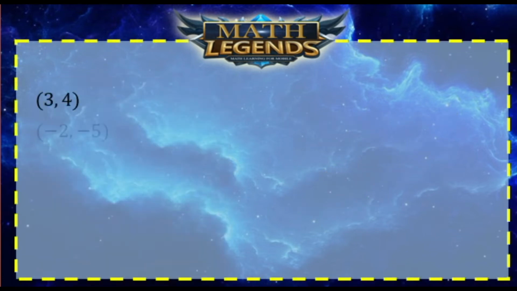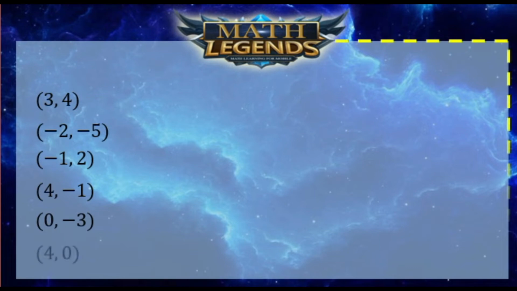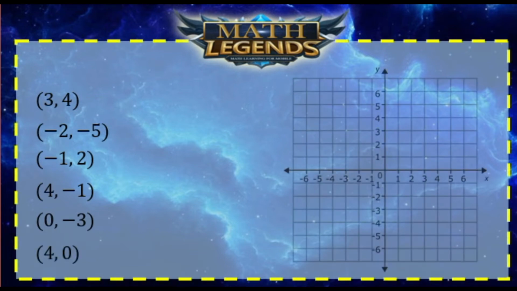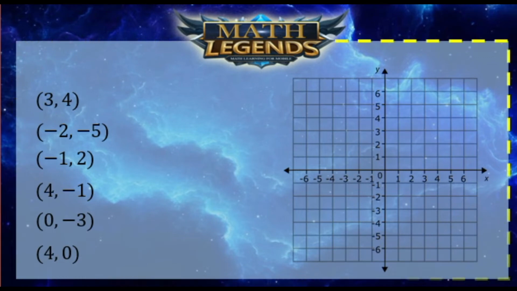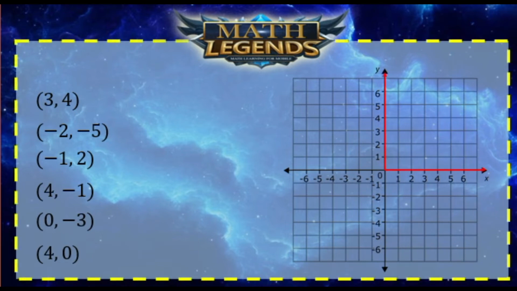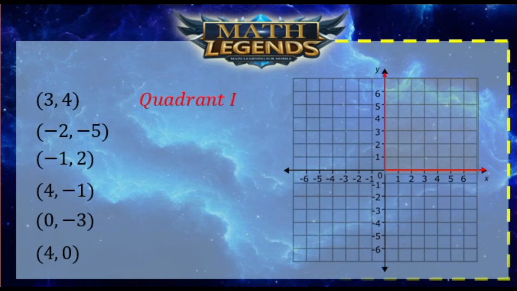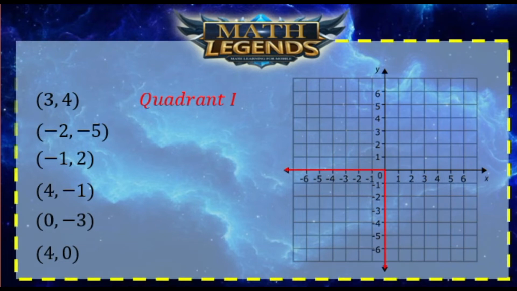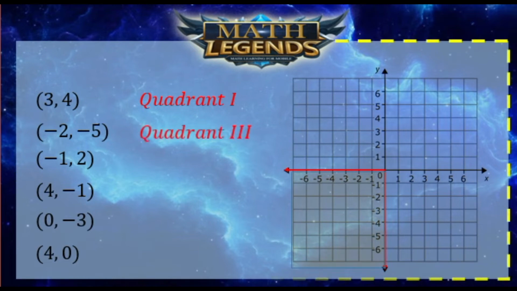Given this, let us try to find out where the following points are located in the Cartesian plane. Let us have the first one, 3 and 4, which is along the positive x and along the positive y. So therefore, it is located in quadrant 1. For the next one, we have negative 2 and negative 5. It is along the negative x and along the negative y. So therefore, it is located in quadrant 3.